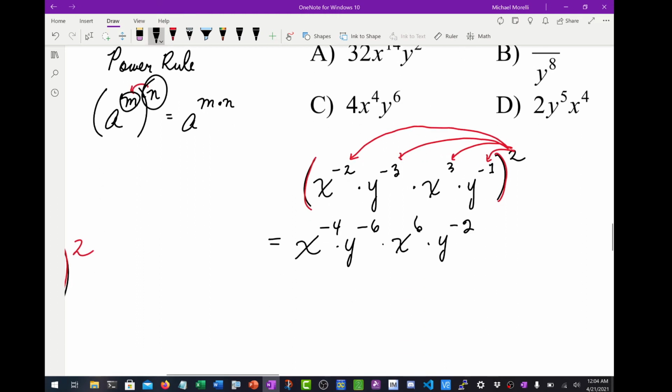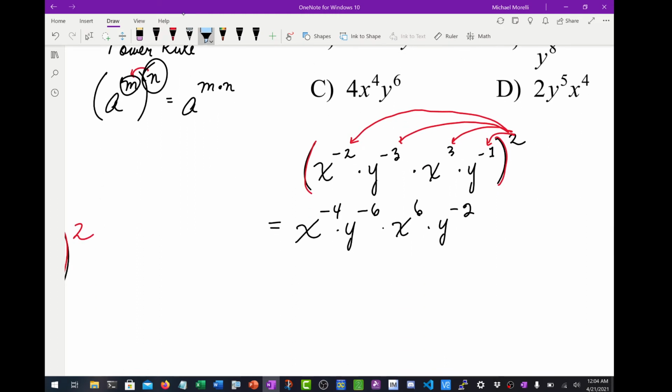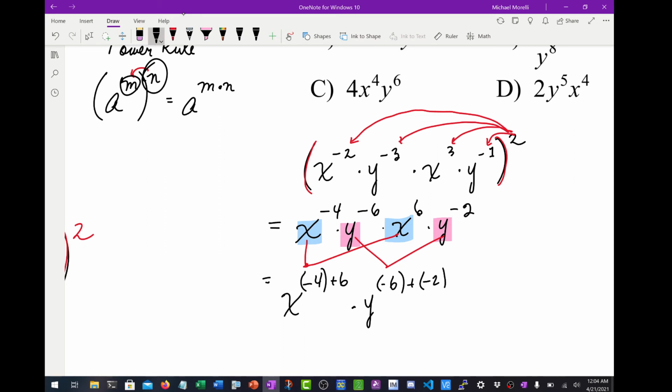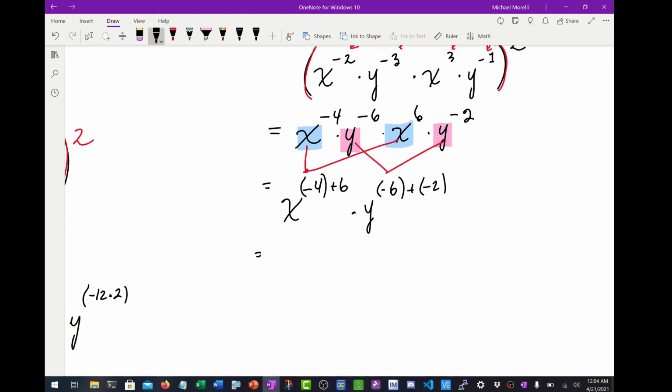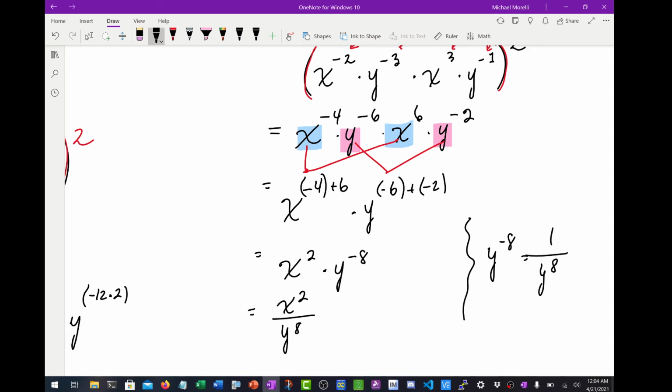This is going to be x raised to the power of negative 2 times 2, that's negative 4. And then y raised to the power of negative 3 times 2, that's negative 6, times x raised to the power of 3 times 2, that's positive 6, times y raised to the power of negative 1 times 2, that's negative 2. Okay. Now remember, we're going to combine like terms using the product rule for exponents. So first I'm going to combine the x's, then I'll combine the y's. So this is going to equal x to the negative 4 plus 6, all right, times y to the power of negative 6 plus negative 2. Okay, well, negative 4 plus 6 is positive 2, so this is x squared times y, negative 6 plus negative 2 is negative 8. Remember, you've got y to the negative 8. You have to rewrite that as 1 over y to the 8th. So our final problem will be x squared over y to the positive 8th power.